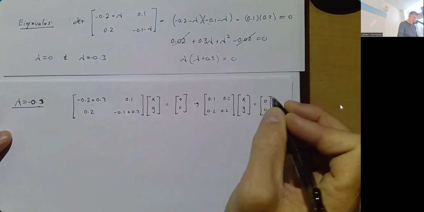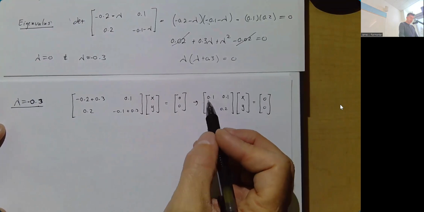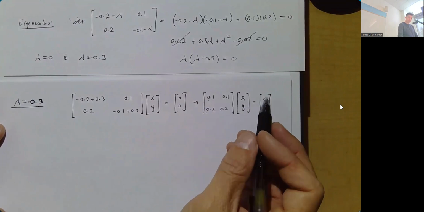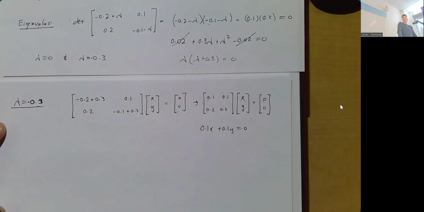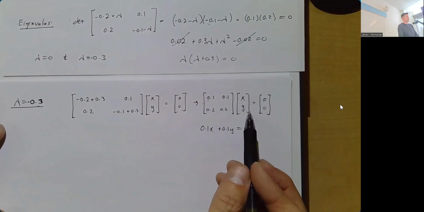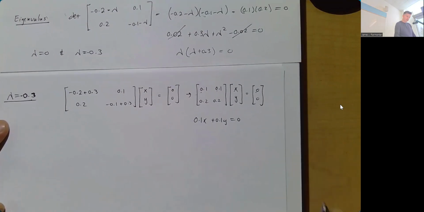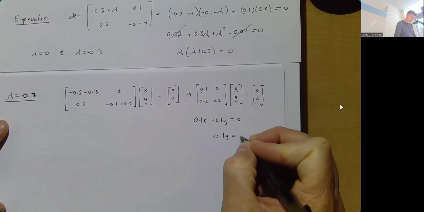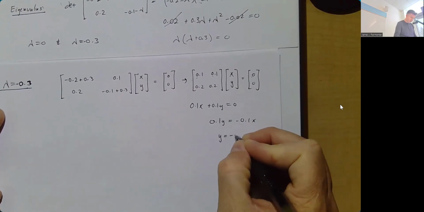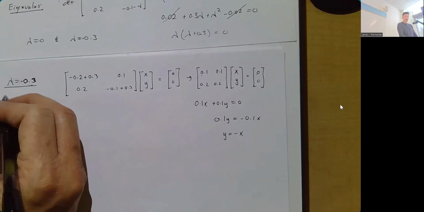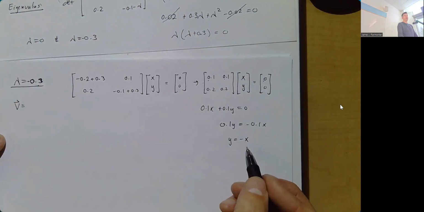And again, not surprisingly, both rows should essentially give you the same equation. The first row is giving you 0.1x plus 0.1y equals 0. I'm not going to write it, but the second row is essentially the same: 0.2x plus 0.2y equals 0, which gives you the same relationship between x and y. Solving for y, 0.1y equals negative 0.1x. Multiply both sides by 10, because who wants to use decimals? Y equals negative x.